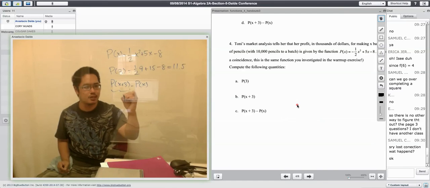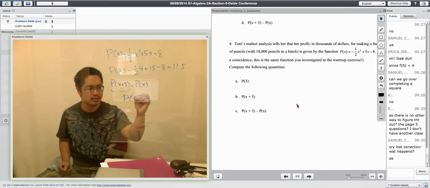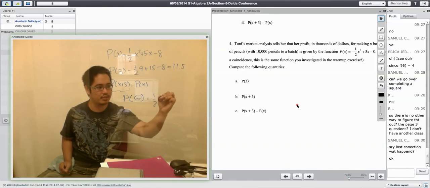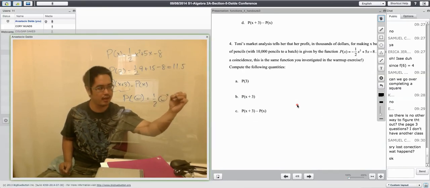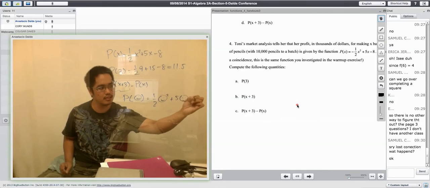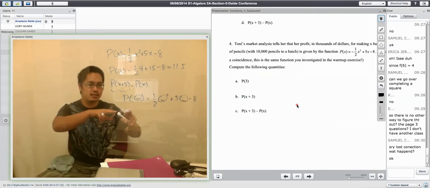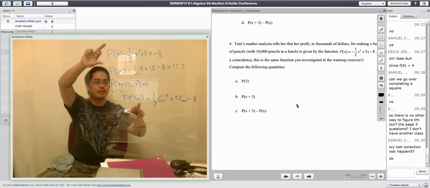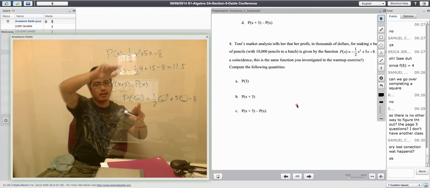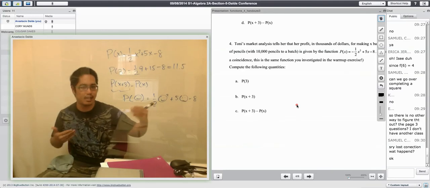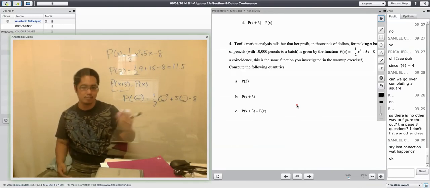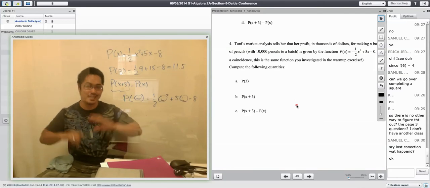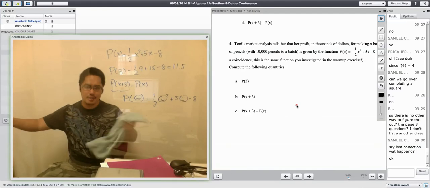If they ask me what is P of a happy face, well, that's equal to 1/2 happy face squared plus 5 happy faces minus 8. See, all they said was, what is P of a happy face? And so you just take this equation and write it down again, but instead of writing X's, you write happy faces, because that's what they told you to do. Now, of course, if you P on a happy face, I'm sure it will end up being a sad face, but that's a side joke. All right, does that make sense to you?